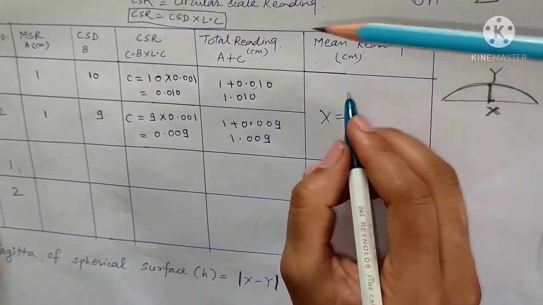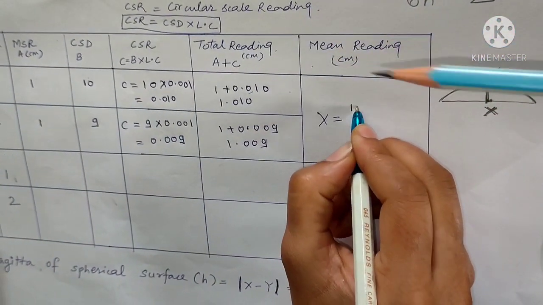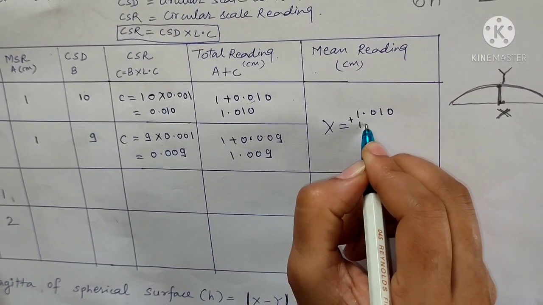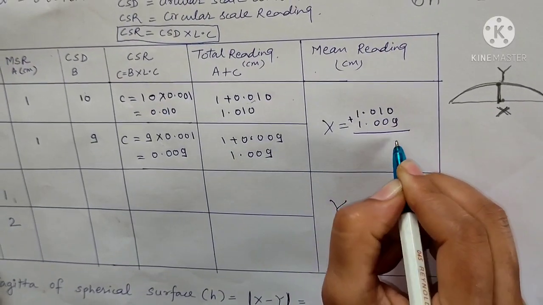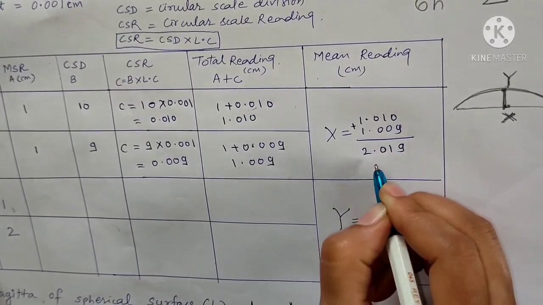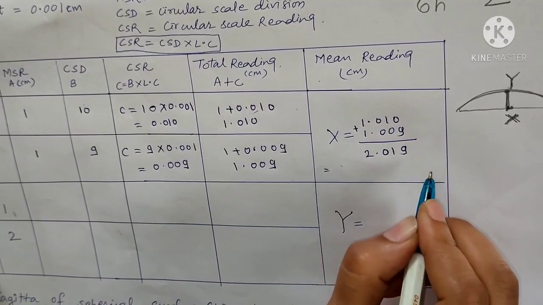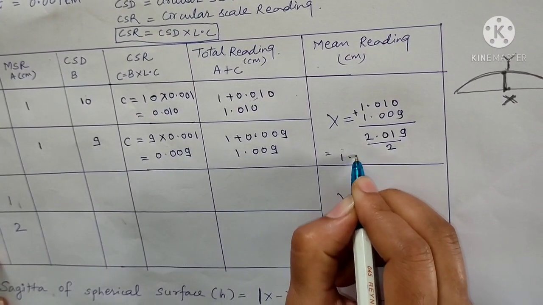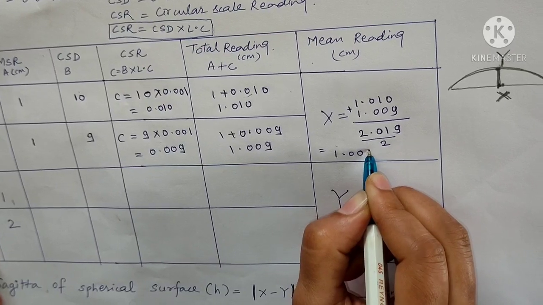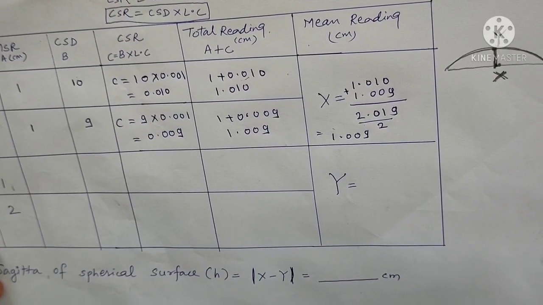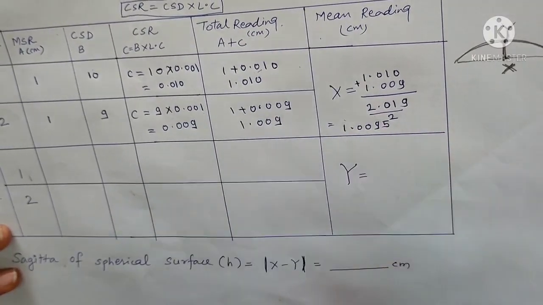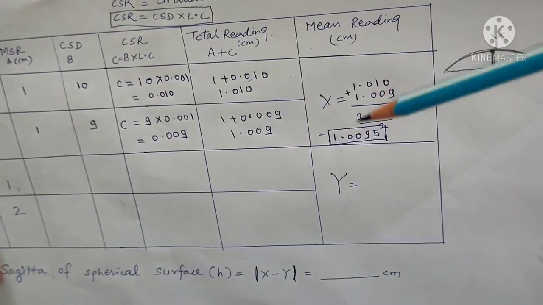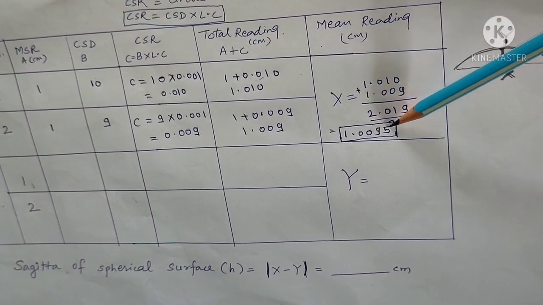Then we have to find the mean of these two readings. How to find the mean? Add both the readings and divide by 2 so that we'll get the average or mean of both the readings. So the mean is 1.0095.